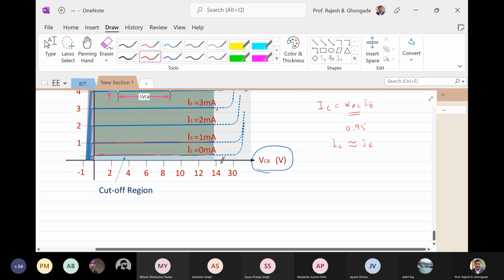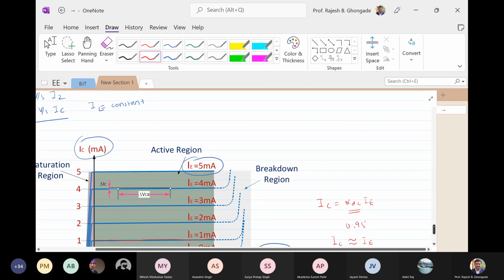If I increase IE, IC will also increase. If I increase IE to 3 milliamperes, IC will also increase to 3 milliamperes. So more or less this is a flat curve. Yes, sir. Of course, it's not entirely flat. We'll see that in the next discussion.